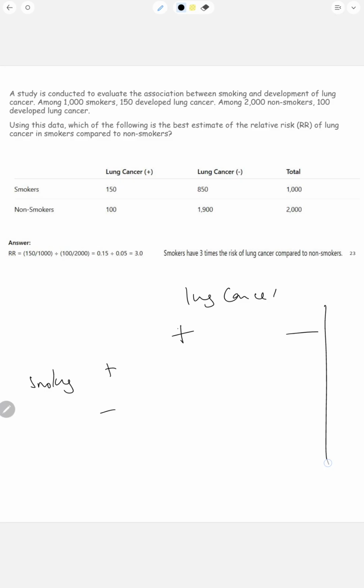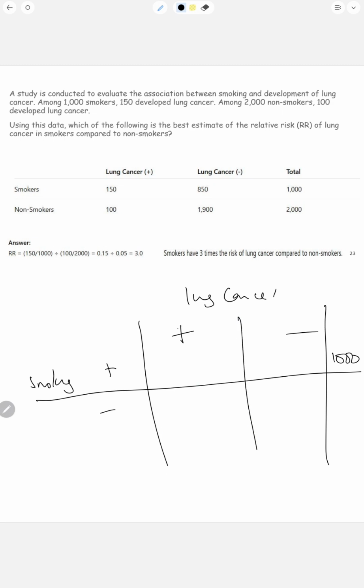So we know our total of smokers were 1,000. And then 150 of these guys developed lung cancer, right? So lung cancer positive, smoking positive, 150. And among 2,000 non-smokers, right? So our total number of non-smokers, which is non-smoker, right? 100 developed lung cancer. So non-smoker, but developed lung cancer, 100.